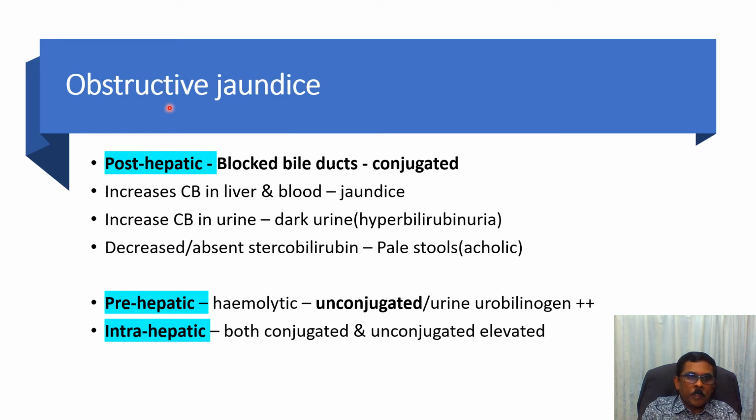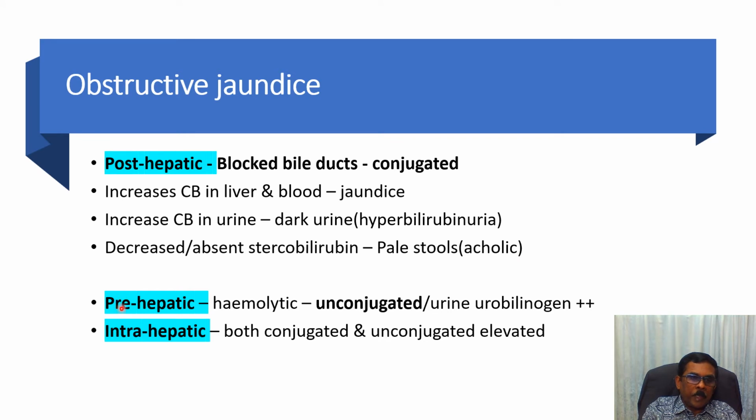In obstructive jaundice, the blockage is posthepatic, where the bile ducts are blocked. So the conjugated bilirubin becomes elevated in the blood, and that causes the jaundice. It is increased in the urine, and that gives you the dark urine, which is also known as hyperbilirubinuria. There's a decrease or absence of bilirubin in the stool, which accounts for the pale colored or acholic stools.